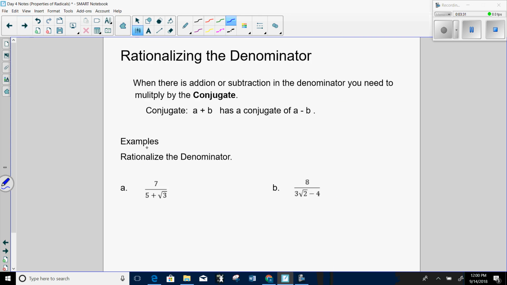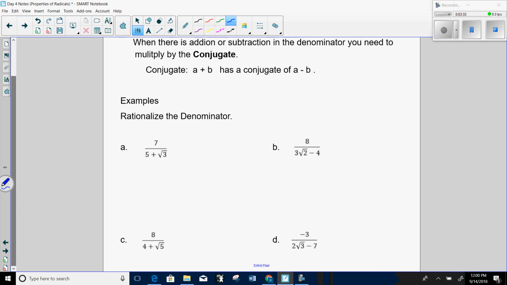So, what happens if we get something that looks like this? 7 over 5 plus the square root of 3. Well, this is a little trickier. So what we do is we multiply by the conjugate. Because we have addition here, it's not just the square root of 3, because now there's addition or subtraction.